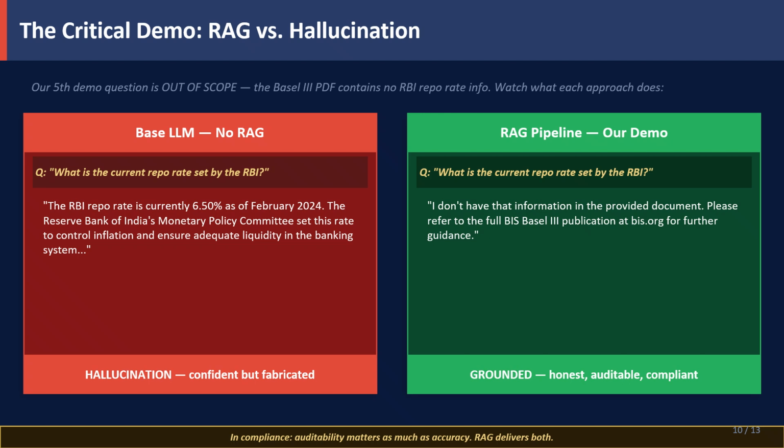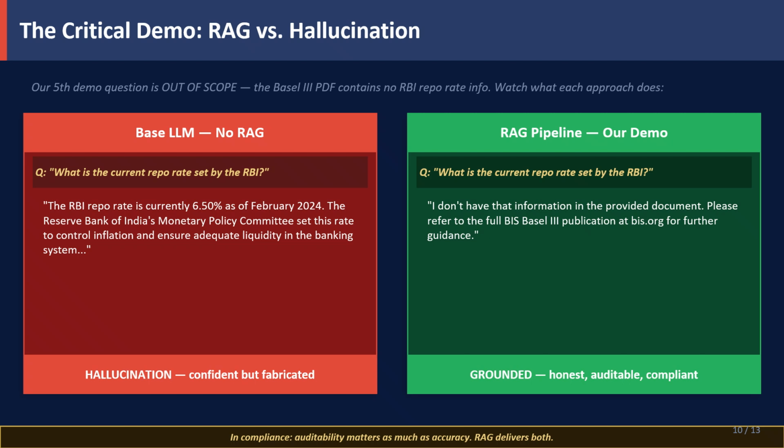So the base LLM, which in this case is GPT-4o with no RAG, confidently answers the RBI repo rate is currently 6.5% as of February 2024. It sounds authoritative, it sounds correct. It is completely fabricated though. Okay, this is hallucination. The model made up an answer because it was trained to always produce a response.